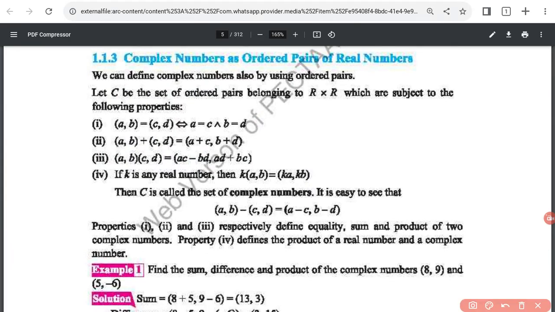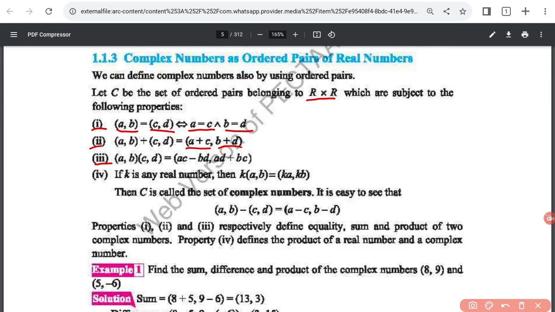So, complex numbers as ordered pairs of real numbers. We can define complex numbers by using ordered pairs. Let C be a set of ordered pairs belonging to R cross R, which are subject to the following properties. The first property: (a, b) = (c, d) means a = c and b = d. The second one: (a, b) + (c, d) = (a + c, b + d).